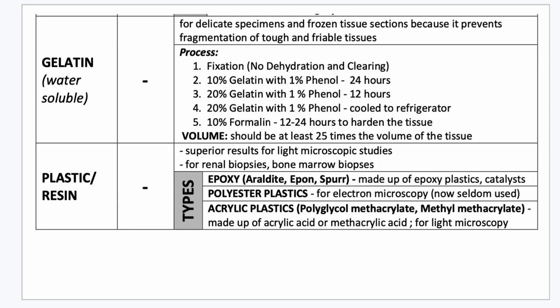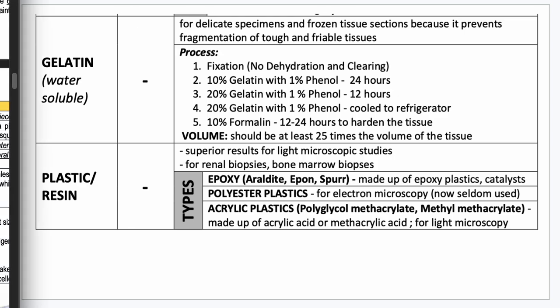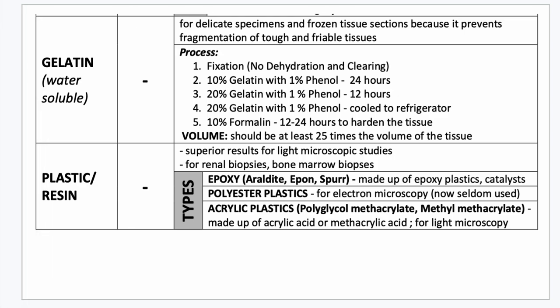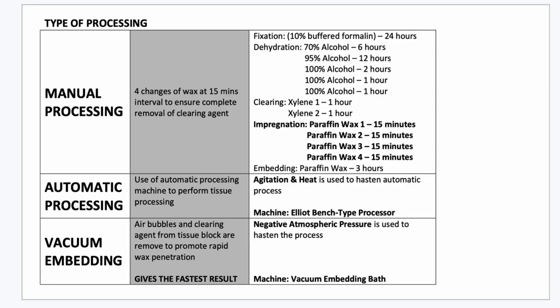Okay? Then your plastic or resin, this is superior for light microscopic studies. This is for renal biopsies, bone marrow biopsies. The types we have your epoxy, which is made up of epoxy plastics or catalyst. Your polyester plastics for electron microscopy. This is seldom used, and your acrylic plastics, which is your polyglycol methacrylate, methyl methacrylate. So this is made up of acrylic acid or methacrylic acid for light microscopy.